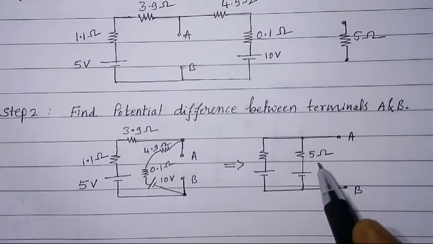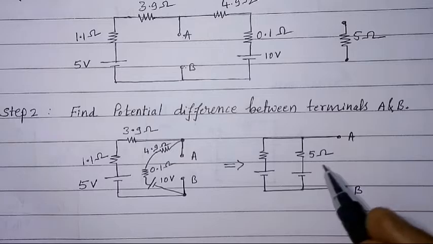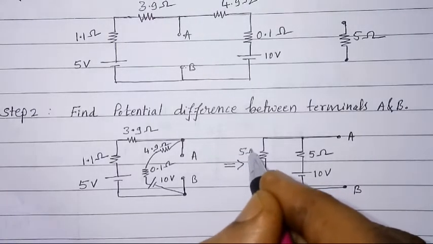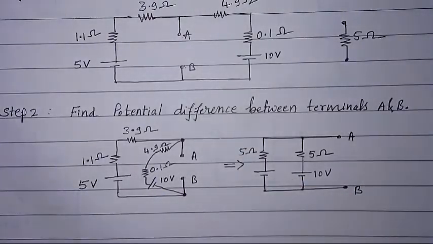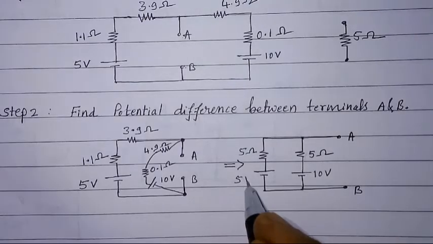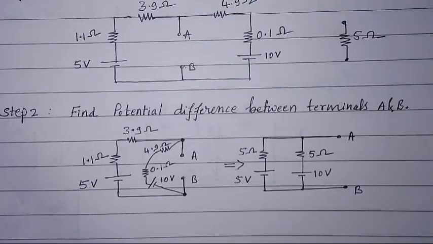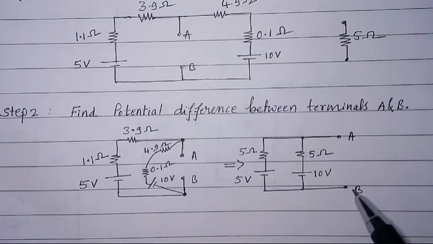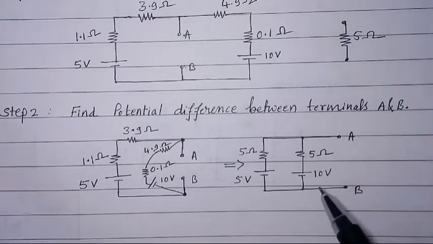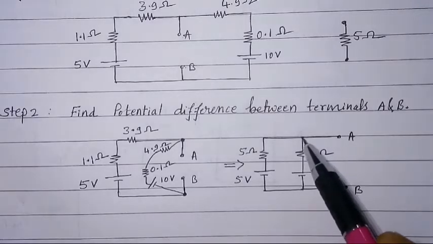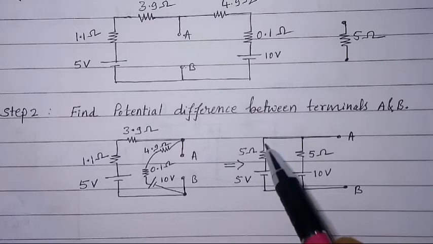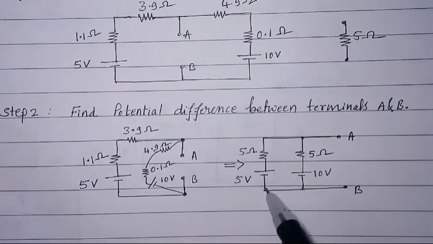4.9 plus 0.1 is 5 ohm because these two are connected in series. 1.1 plus 3.9 is also 5 ohm as these two are connected in series, and here is a 5 volt source. Now the potential difference across terminals A and B is the same as the potential difference across either the 5 ohm and 10 volt branch or the 5 ohm and 5 volt branch.